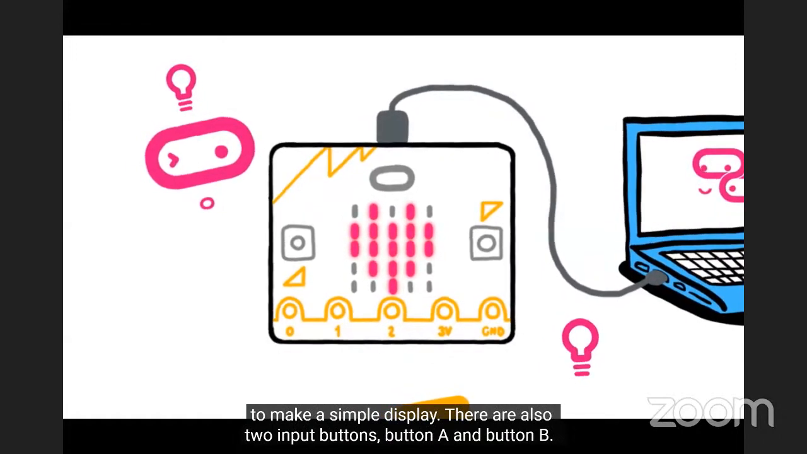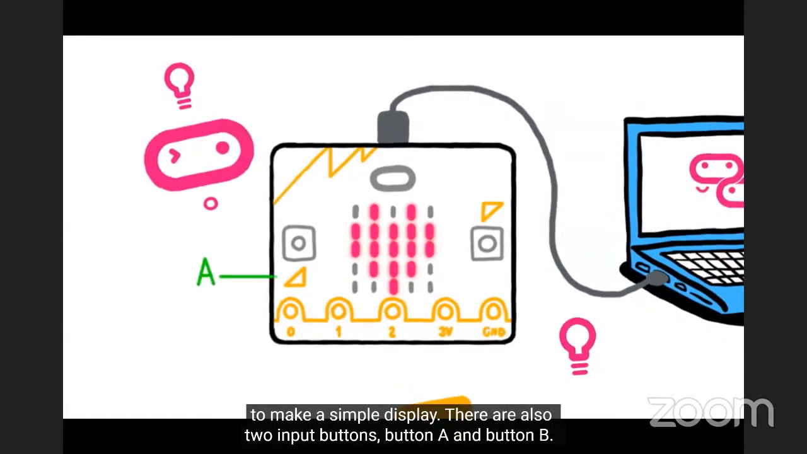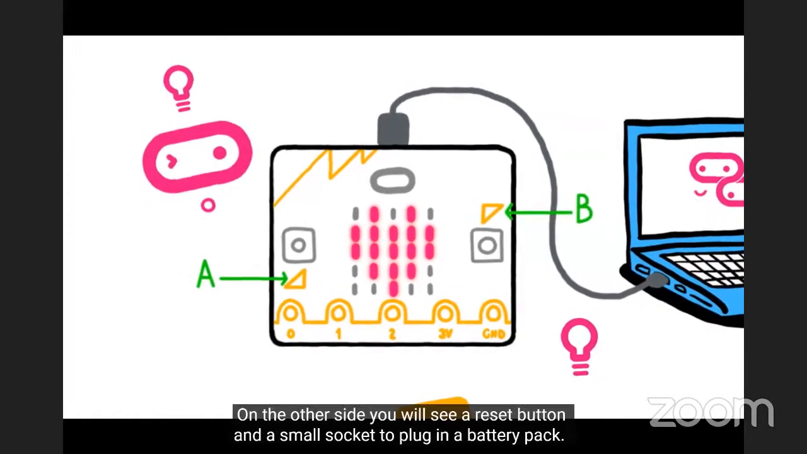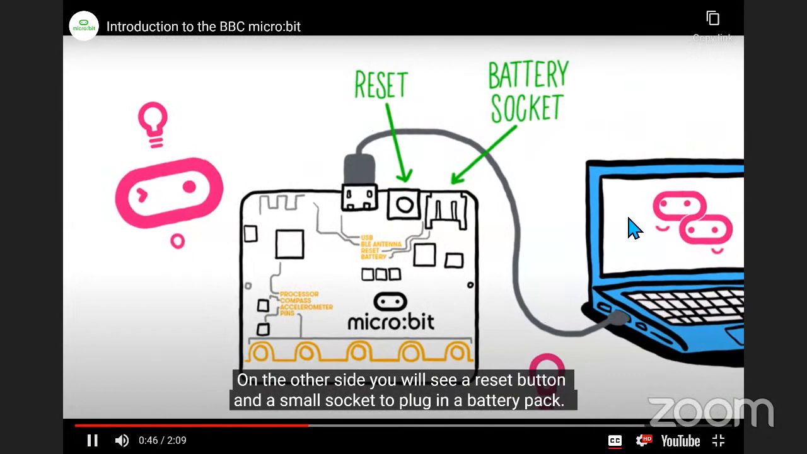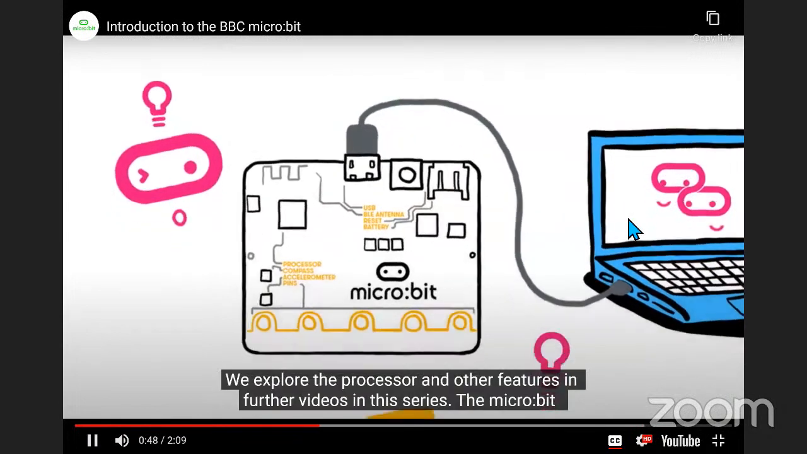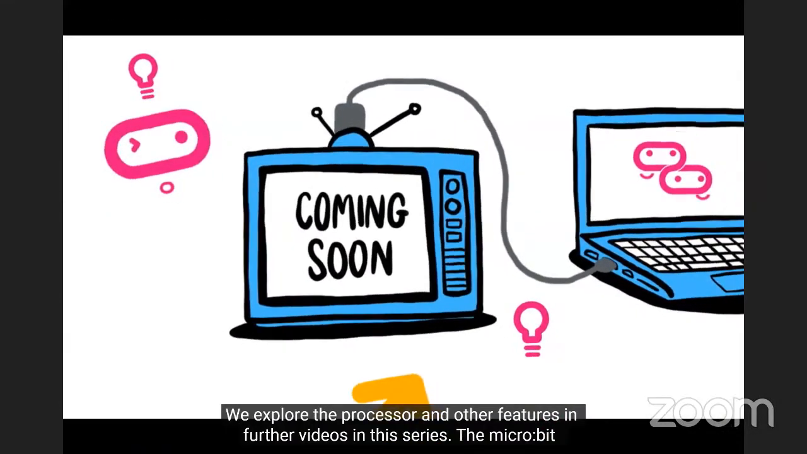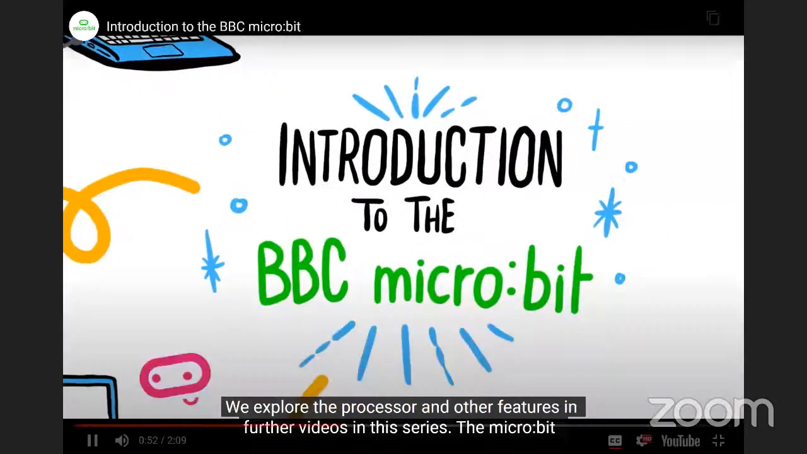There are also two input buttons, button A and button B. On the other side, you will see a reset button and a small socket to plug in a battery pack. We explore the processor and other features in further videos in this series.